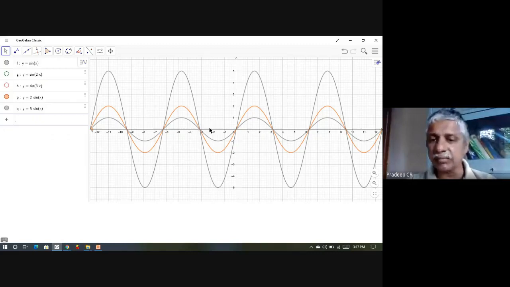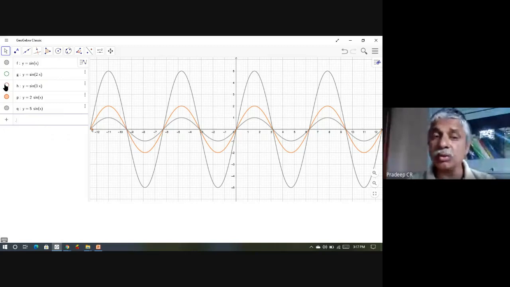Here you must also be aware that as x increases, sine x or sine 2x or any of these doesn't go on increasing. Sometimes it increases, sometimes it decreases. Always within some limits decided by the amplitude. Anyway, some of you might know these kind of things already.